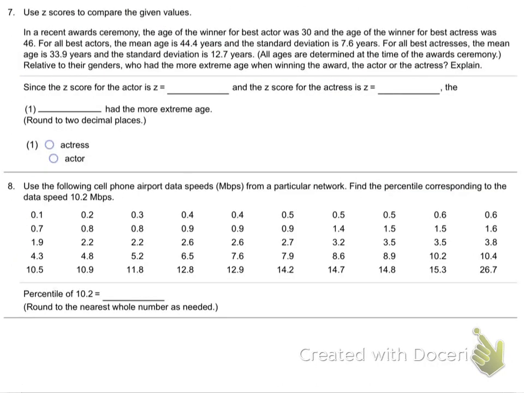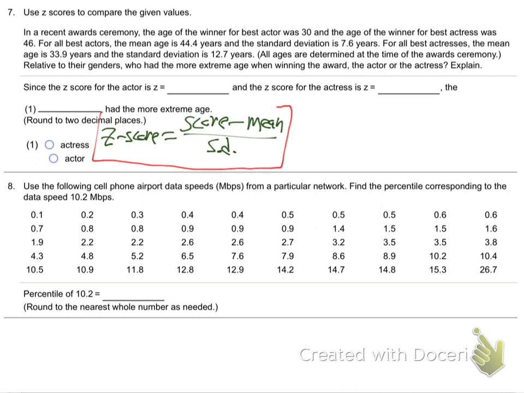Okay, we're calculating z-scores on this one. Z-score equals the score minus the mean over the standard deviation. So there's a good formula to put on your notes for when you take the exam, just to have that right in front of you for when we take exam number 1.